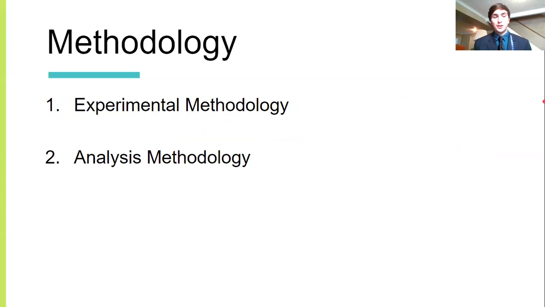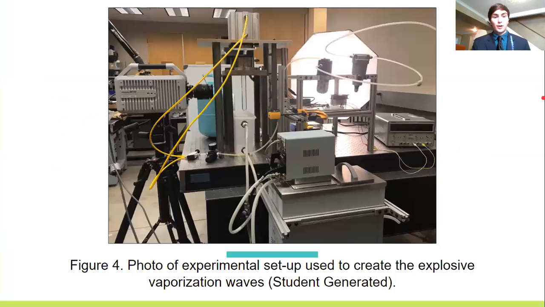So for my methodology, I broke my methodology down into two phases. The first phase was my experimental methodology, which is all about how I set up the experiment and actually conducted trials. And the second phase is the analysis methodology. So how did I take these trials and turn them into quantifiable data? So here is a picture of the setup I used to conduct the explosive vaporization.